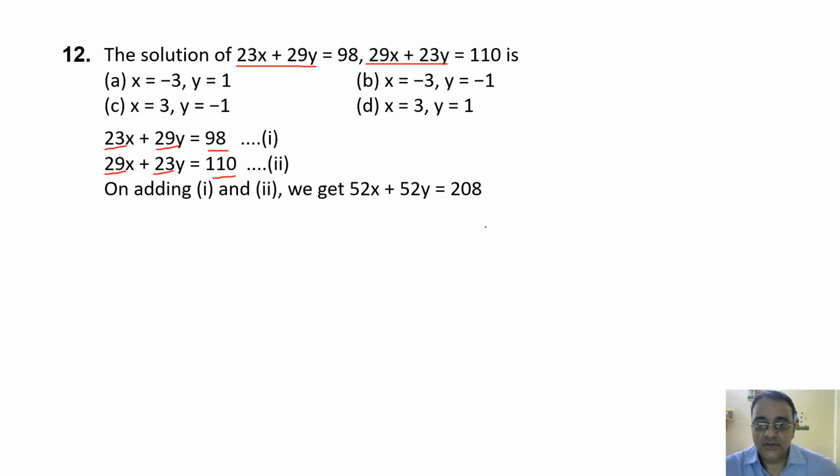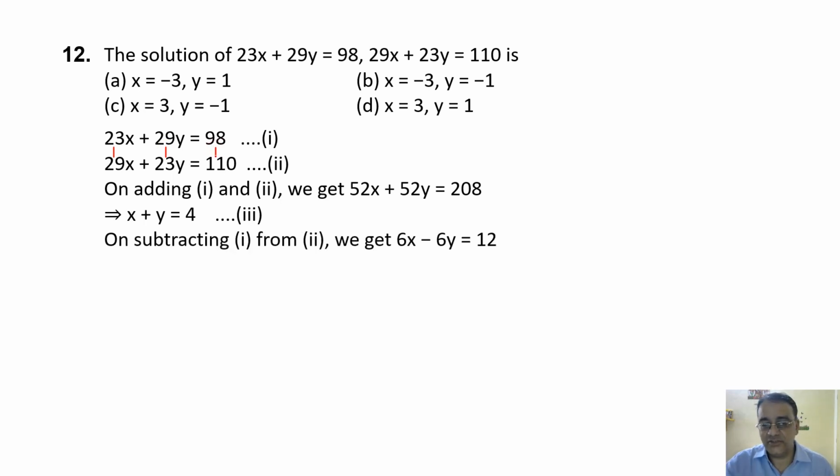Okay. So now divide all by 52. So we'll get x plus y is equal to 4. Let it be equation number 3. Now we will subtract these two equations. The difference is 6. So this is minus 6x and this will be 12. So again you divide all by 6. So what will you get? x minus y is equal to 2. Very good.